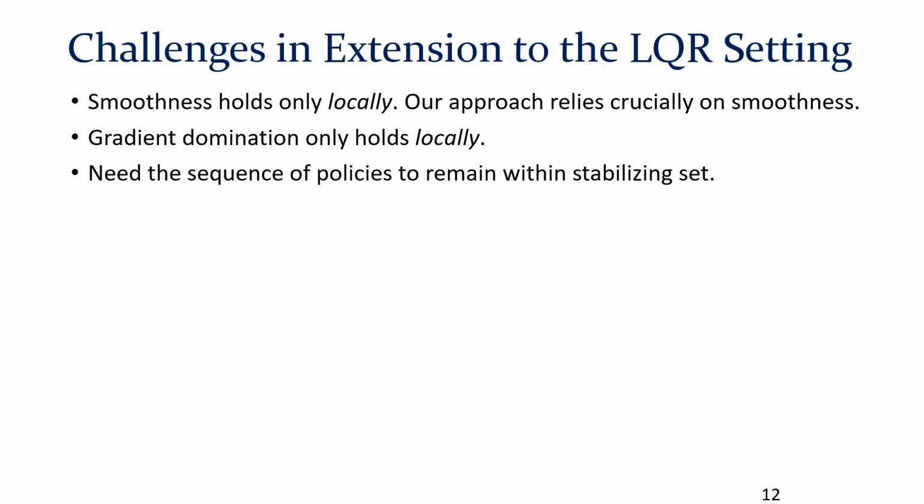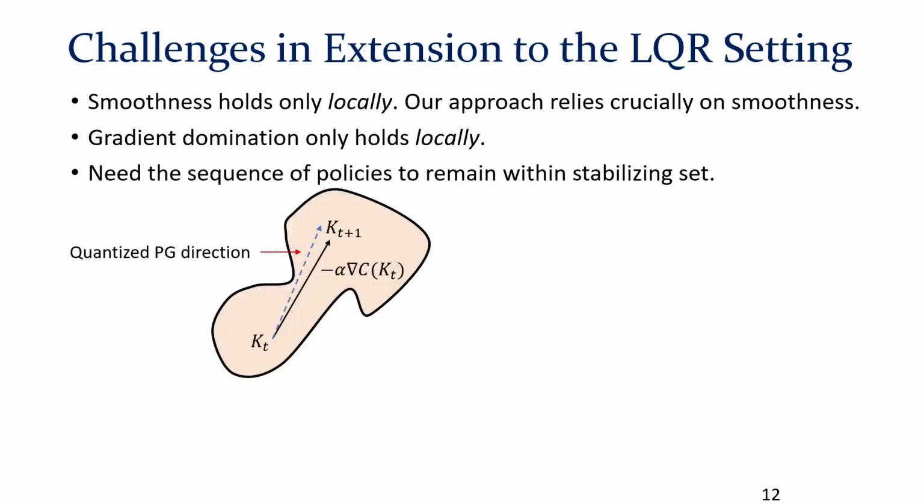So what was also mentioned earlier in this session is the fact that there are certain challenges related to the fact that the smoothness and the gradient domination condition only hold locally within certain sets, and we would like the sequence of policies to remain within the stabilizing set. So this leads to an interesting tension. Let's suppose that this is the stabilizing set and you're within this set. Now, because the quantized gradient is a distorted version of the true LQR gradient, if the distortion is too high, then even if you begin within the stabilizing set, you might jump outside of it.